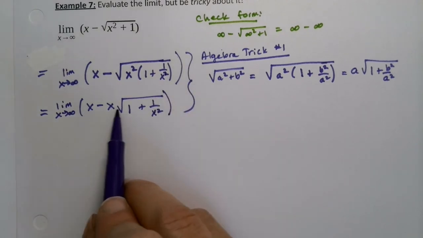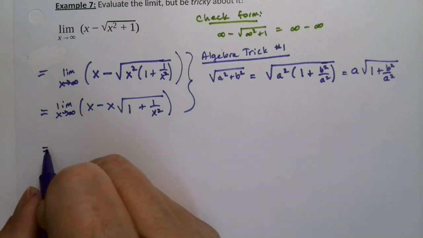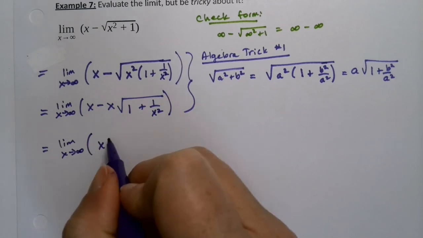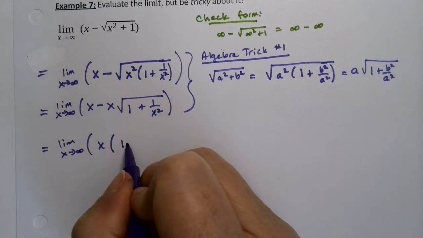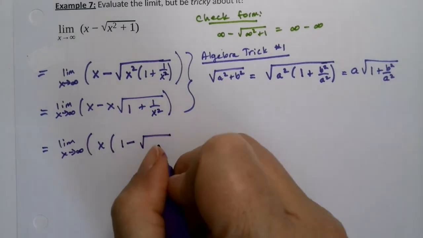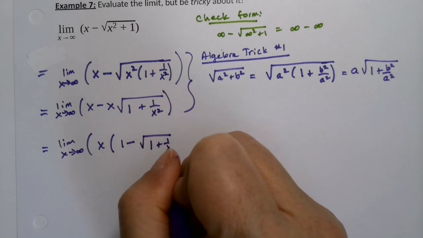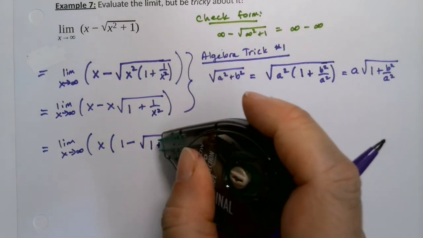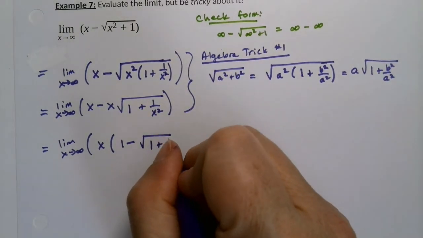I could factor an x out of both of these. So this is the limit as x goes to infinity of x times 1 minus the square root of 1 plus 1 over x squared. In other words, I just factored x out of both of those terms. Sorry, that was a little too small. There we go.